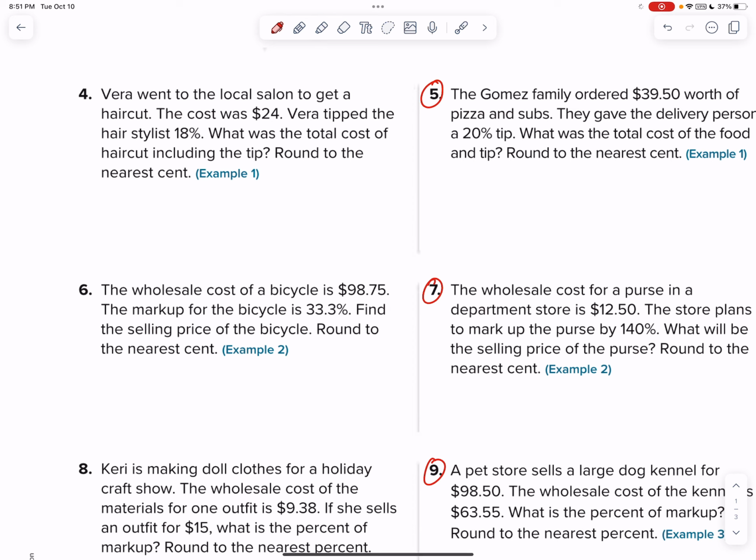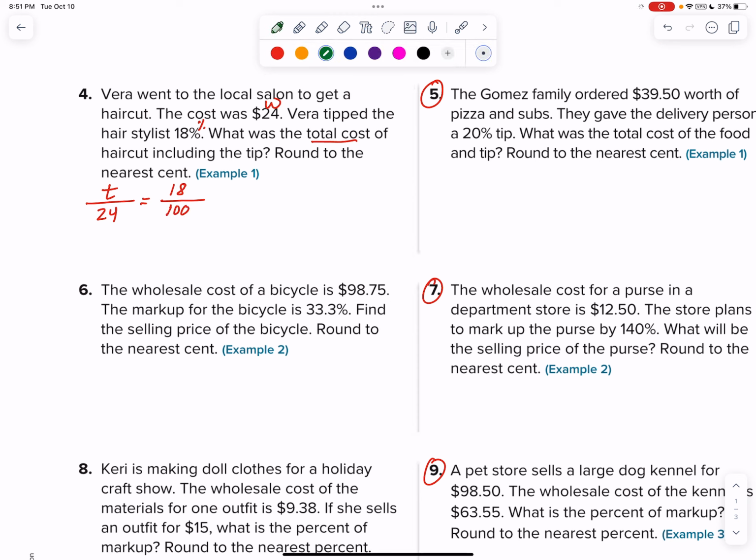All right, so here's the original cost of going to the local salon. So that's my wholesale cost. The tip is 18% tip. What was the total cost? Okay, so let's go ahead and set up your proportion. Okay, so we don't know what the tip is as money. We know it's out of 24 of the whole. And then what's the percent? It's an 18%, and it's always out of 100.